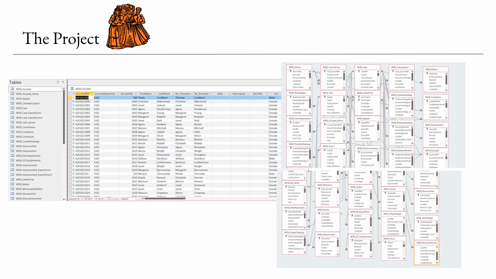This is such a valuable resource and is used by many people when they are researching the Scottish witch trials. But as you can see, it is a huge database with around 33 tables and loads of relationships, so it can be quite hard to navigate.